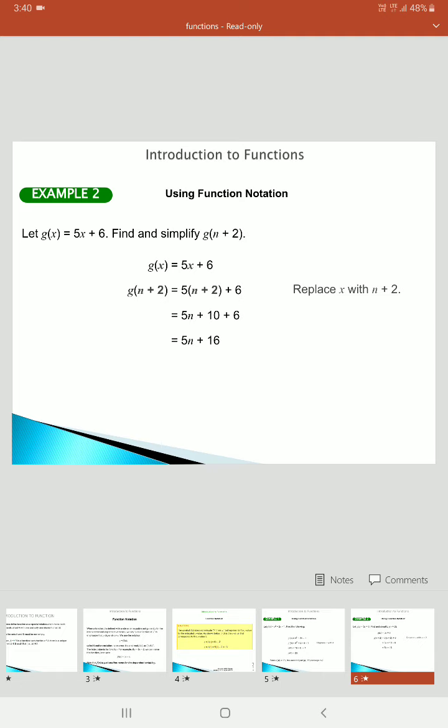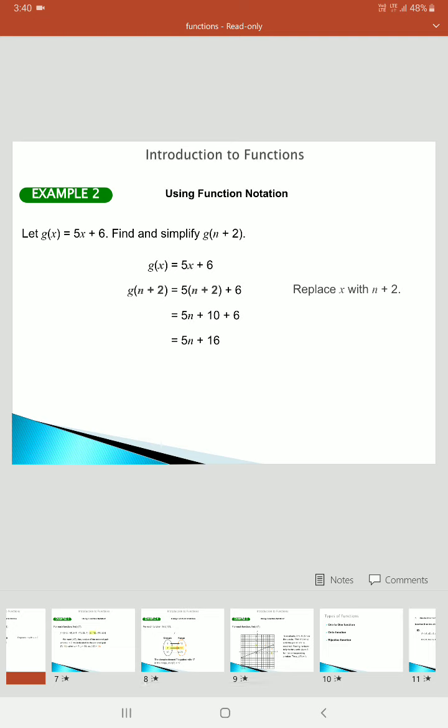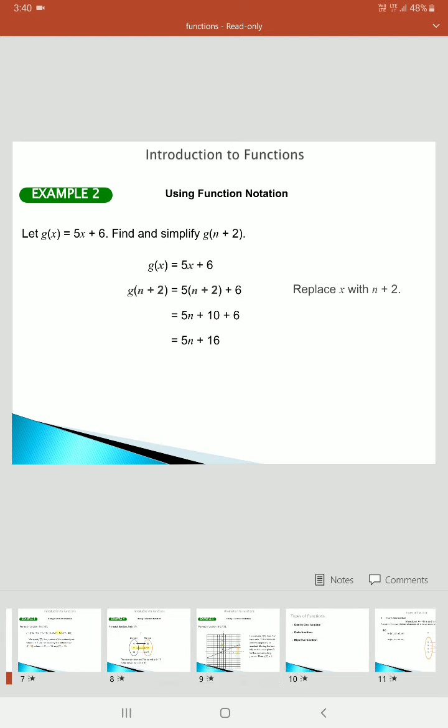Example 2. Let g(x) equals 5x plus 6. Find and simplify g of n plus 2. So here is the solution of example 2. g(x) equals 5x plus 6. So if we replace x with n plus 2, therefore g(n plus 2) equals 5 of n plus 2, plus 6, equals 5n plus 10 plus 6, equals 5n plus 16.